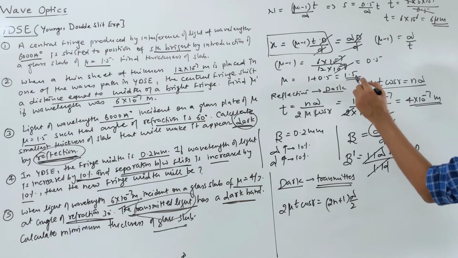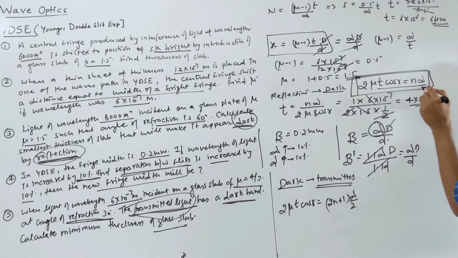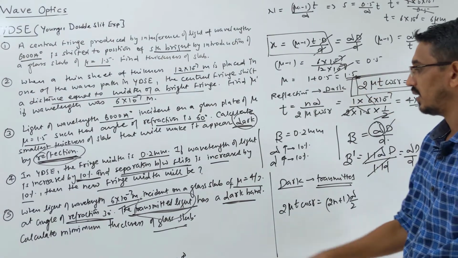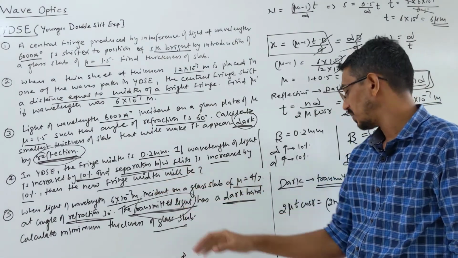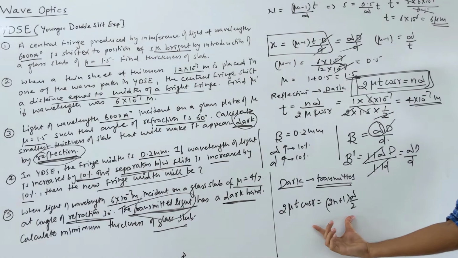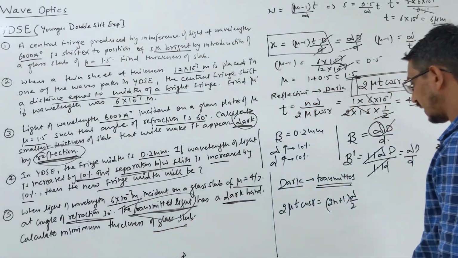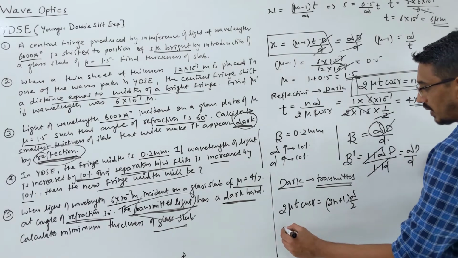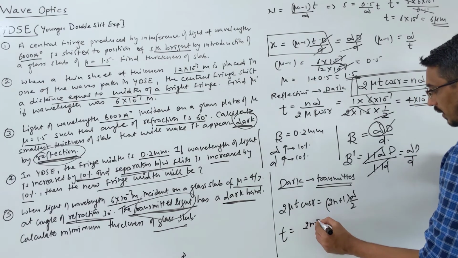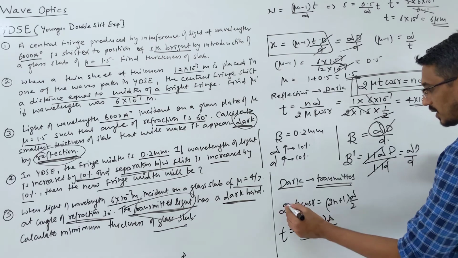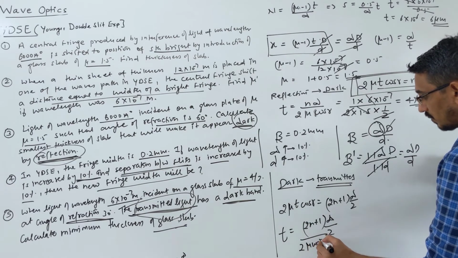This is the formula for dark in the case of reflection, and here they are asking for dark in the case of transmission. So this is the formula. All values are given to us. They are asking for the minimum thickness of the glass slab, t. So what should t be? t should be equal to (2n plus 1) lambda by 2, and in the denominator come 2 mu and cos r.